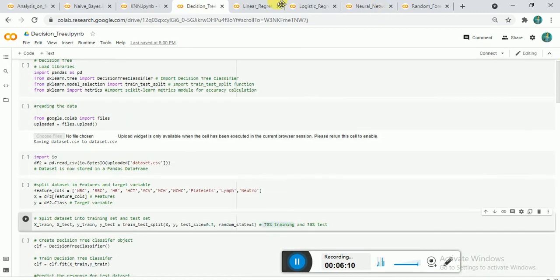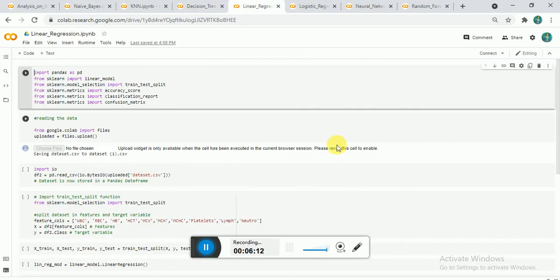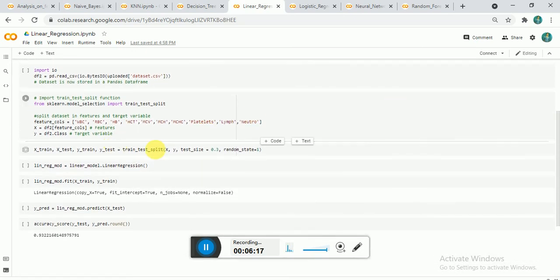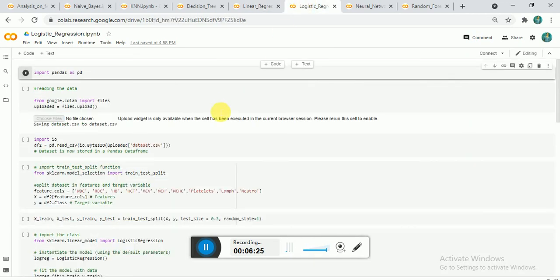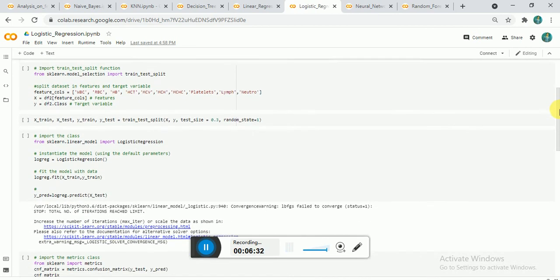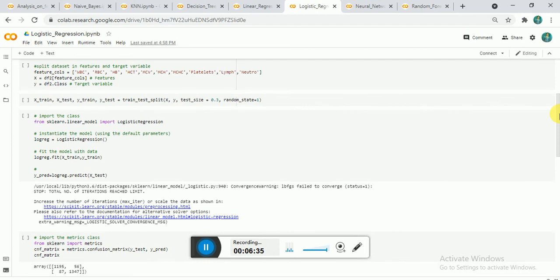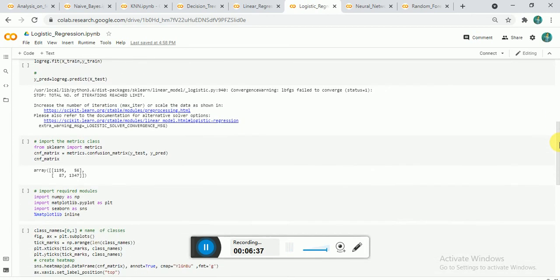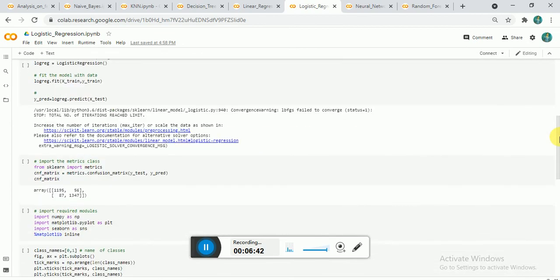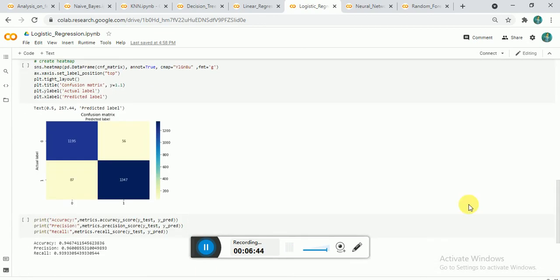So the fourth one is linear regression. Same, I have split the dataset into 70-30 ratios, and the accuracy I have achieved is 93% in linear regression. After that, I have done the analysis in logistic regression. The training dataset is 70% and the testing dataset is 30%, and the accuracy I have achieved in logistic regression is 94%.